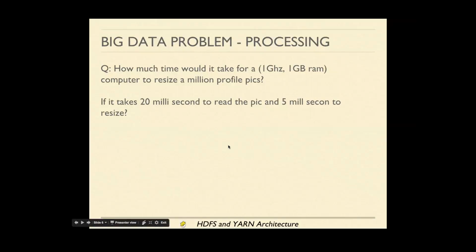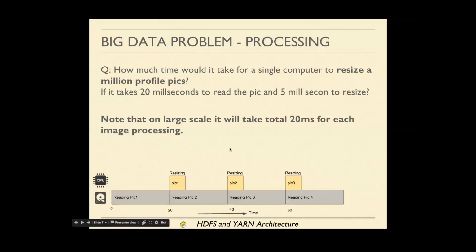But we are wrong. Let me explain why we are wrong. This is a very important point. This calculation is wrong. Why? Because on a larger scale, if you have a million pics, the time taken to resize would be parallel to reading another pic.